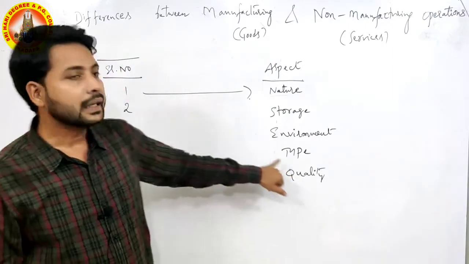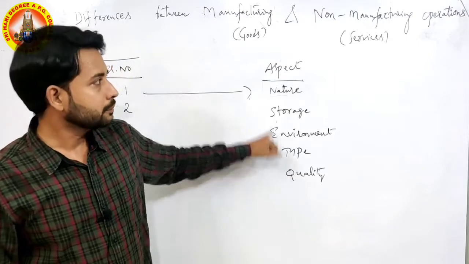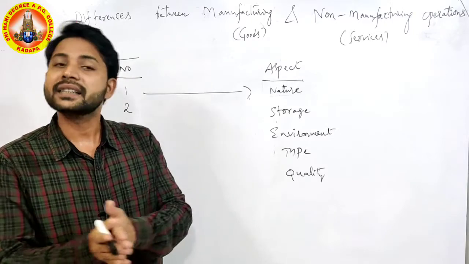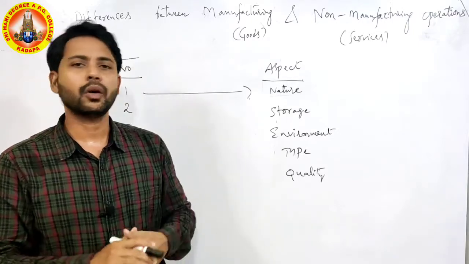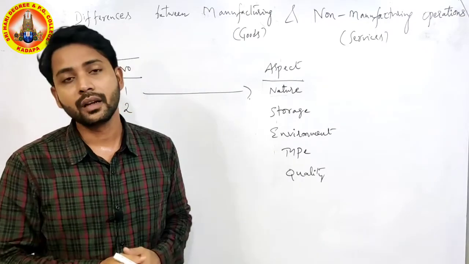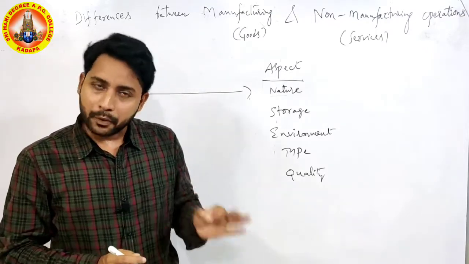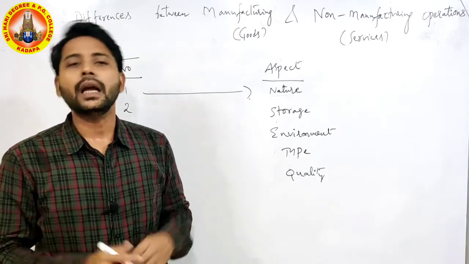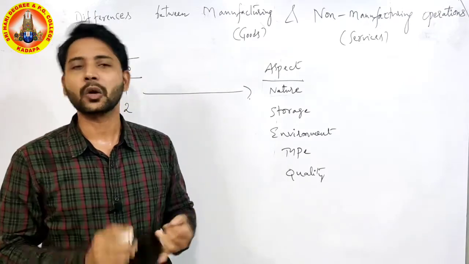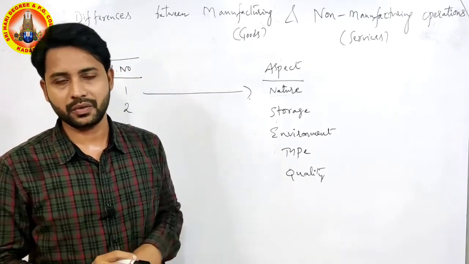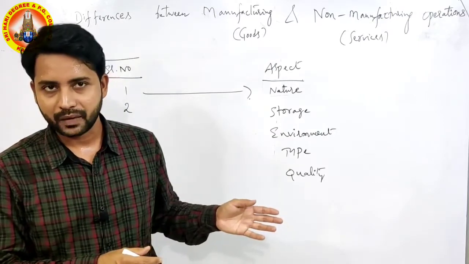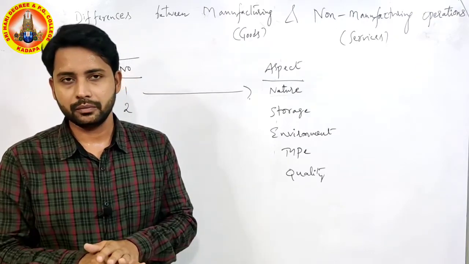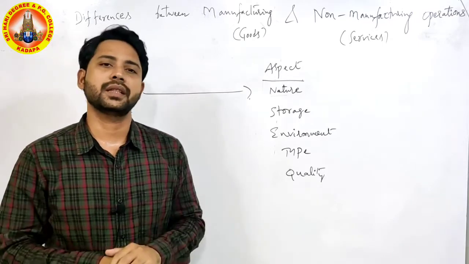And the next is type. Goods are completely standardized in type. What is standardization? Once any product is produced, it is usually with certain specifications in terms of quality, quantity, packing, etc. It means there is no kind of change once the good is produced. The customer won't feel any kind of difference in that.